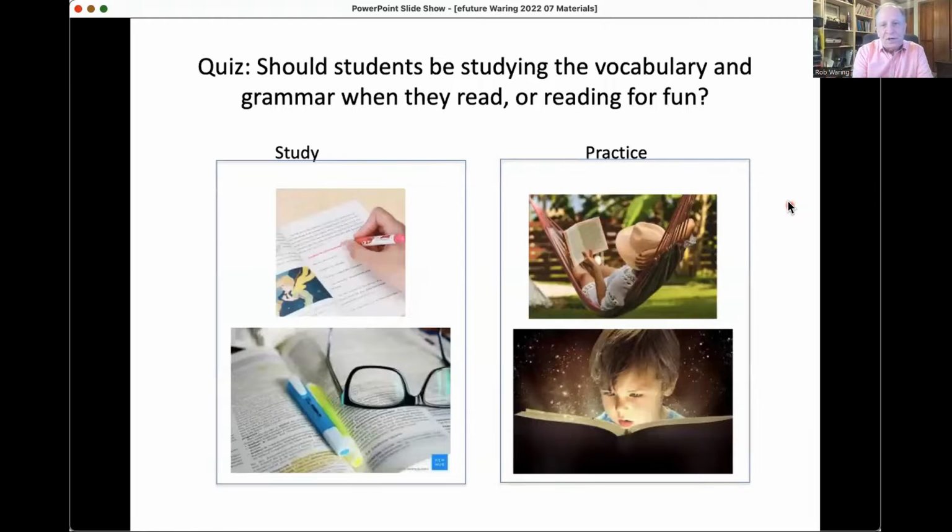So should students be studying the vocabulary and grammar when they read, or reading for fun? Well, clearly extensive reading is about reading practice, and reading study is a very different thing.